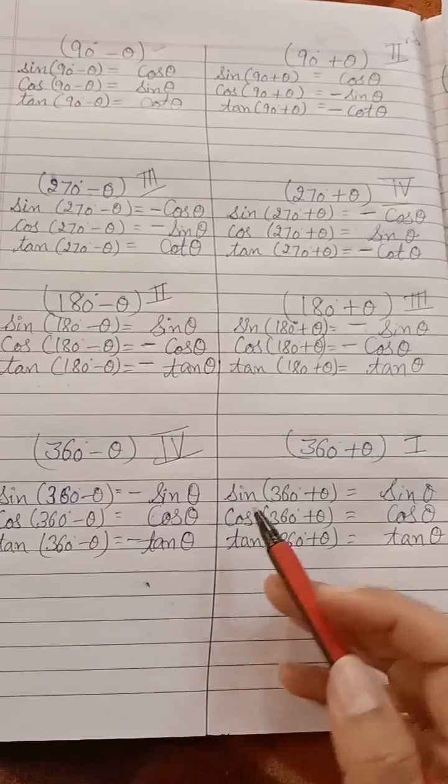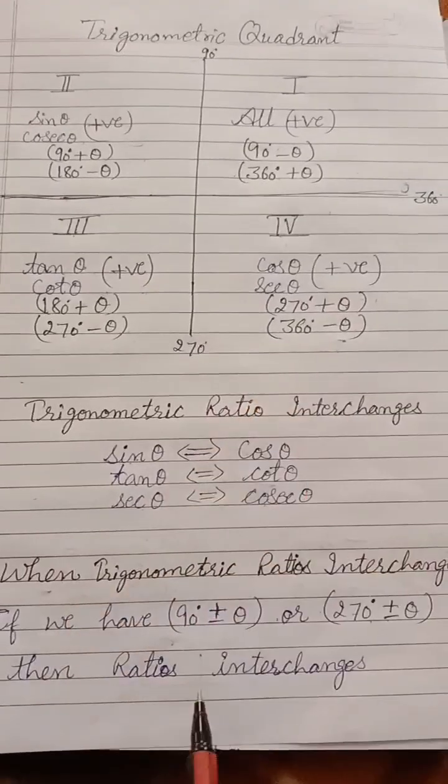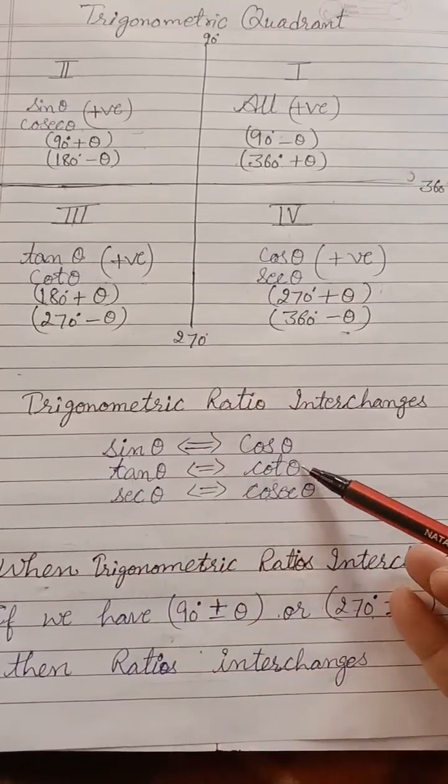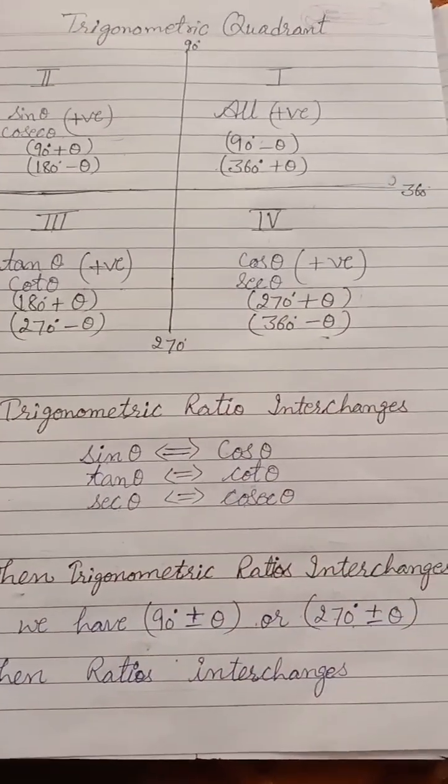I have just found the values of sin θ, cos θ and tan θ by considering such types of angles, and you can also find the values of cot θ, cosec θ and sec θ by the same procedure.